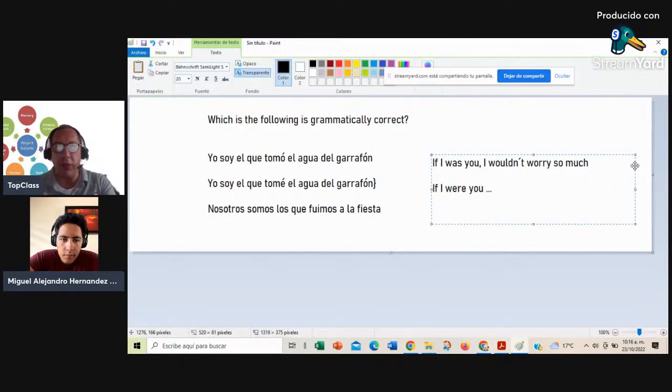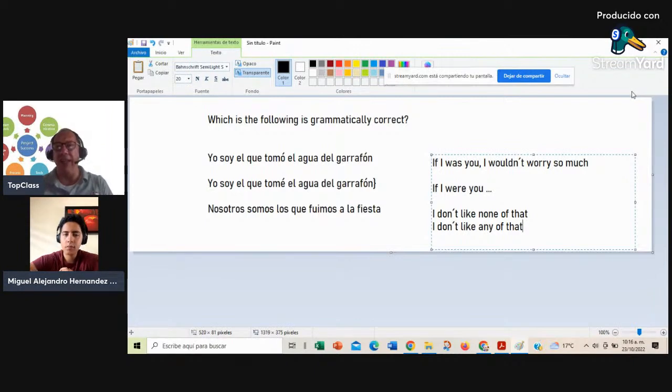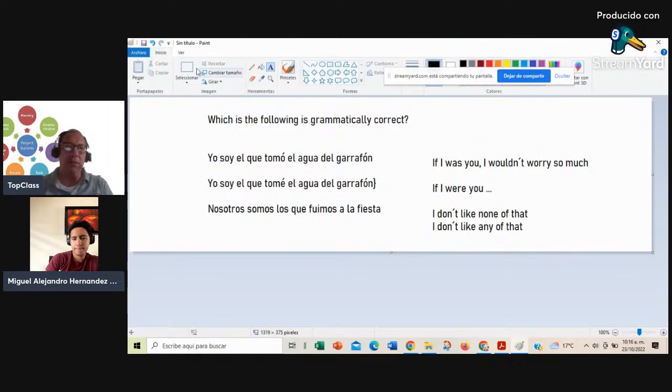Another expression which is very common in English is I don't like none of that. It is correct to say I don't like any of that, because in the first one you are negating two times. I don't like none of that. Yeah, that's true. So it's very common, so it really is not a very, very dramatic error to use I don't like none of that.